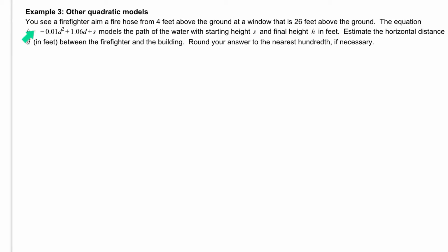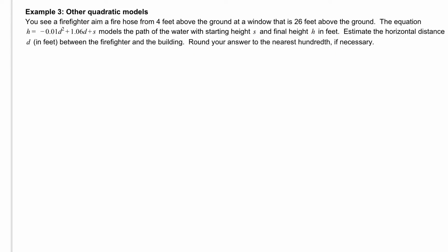Example 3 says, you see a firefighter aim a fire hose from 4 feet above the ground at a window that is 26 feet above the ground. The equation h equals negative 0.01 d squared plus 1.06 d plus s models the path of the water with starting height s and final height h in feet. Estimate the horizontal distance d in feet between the firefighter and the building. Round your answer to the nearest hundredth if necessary.